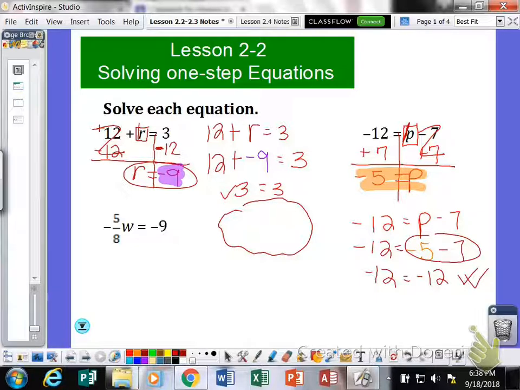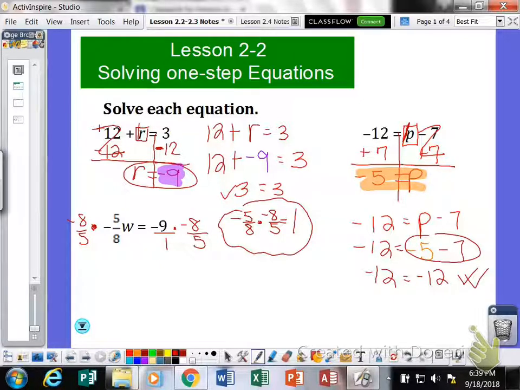So how can I get rid of this negative 5/8? So I got to do something to this negative 5/8 so that I can get a 1. I need that to be a 1. We should know to multiply by the reciprocal. So the reciprocal flips the fraction if we have a fraction, or just changes the numerator to the denominator. So we flip the fraction, multiply by the reciprocal. So on this side, I'm going to multiply by negative 8 over 5. And on this side, negative 8 over 5.